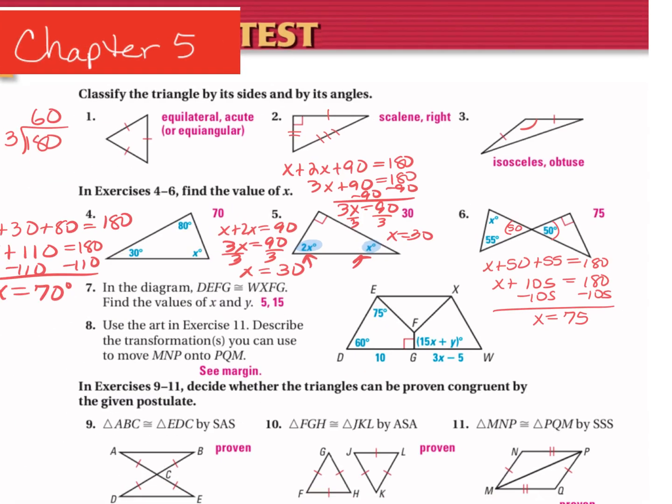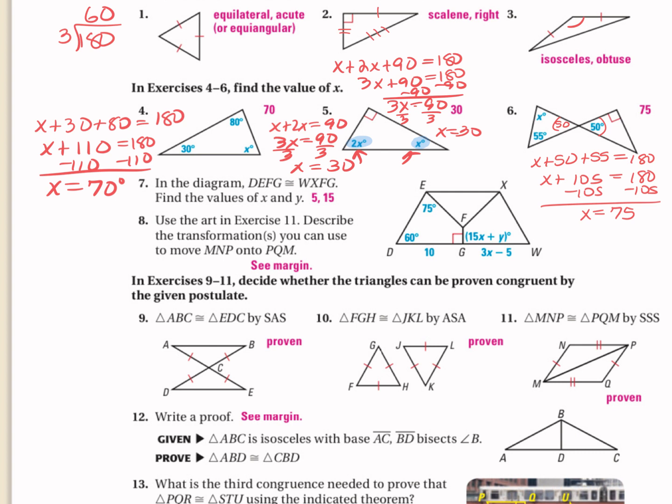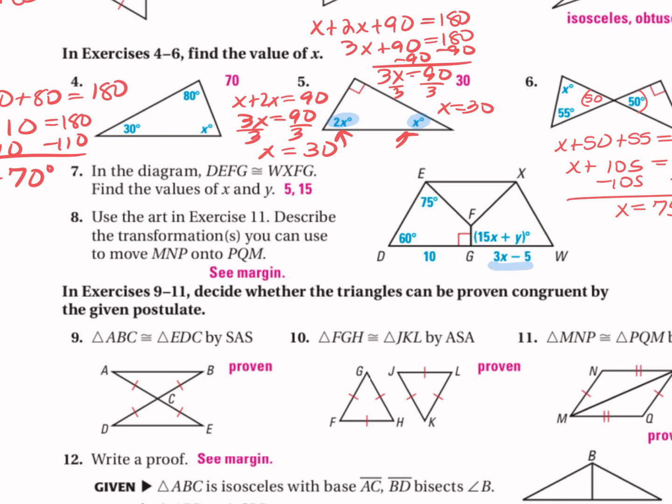Then for number 7, this one states that in the diagram, DEFG is congruent to WXFG, and it wants us to find the values of x and y. Now, remember, when we have congruent figures, that's going to mean that the angles are congruent as well as the sides. So, for example, to find x, x is located over here, and that is GW.